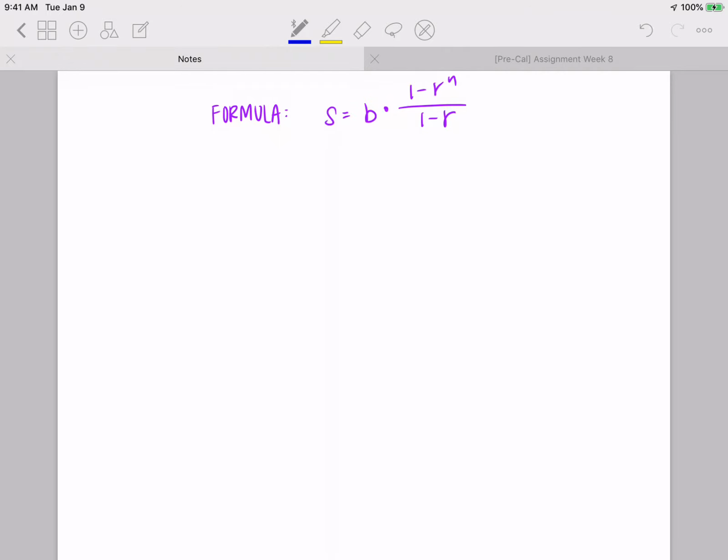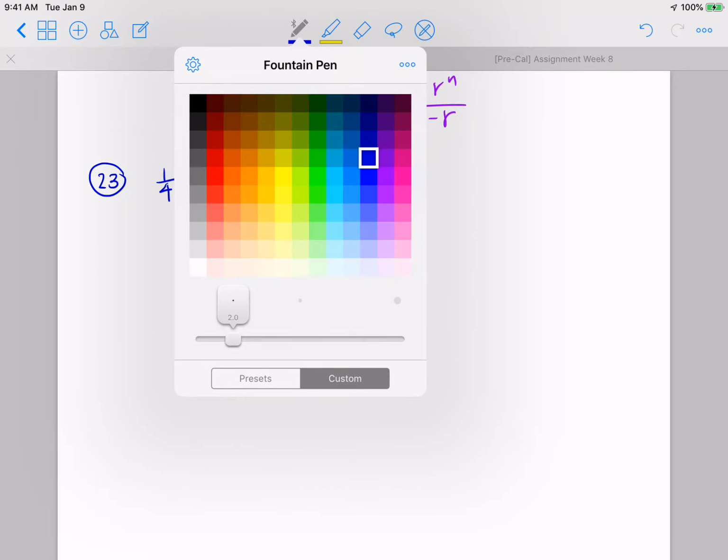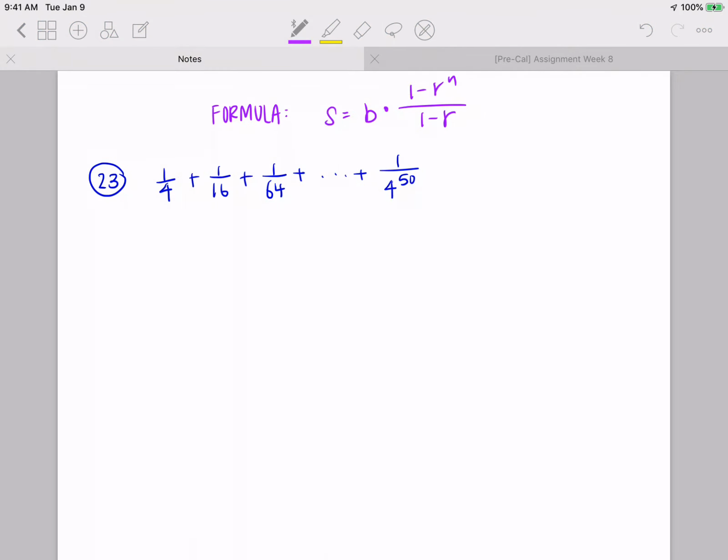Okay, let's look at number 23, for example. I have 1/4, 1/16, 1/64, plus 1/4 to the 50th power. Okay, so what do you think our pattern is? Because we kind of have to know our pattern. How do we go from 1/4 to 1/16? We multiply by 1/4.